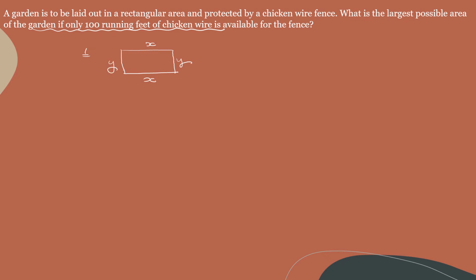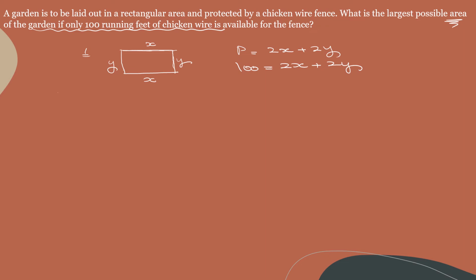So you can find out that the perimeter of the rectangular shaped garden is 2x plus 2y, and the complete perimeter, because here the chicken wire is x and y values, equals 100 feet. So 2x plus 2y equals 100. Now this is your primary equation, and now you need to find the area of that rectangular garden, and it has to be the maximized area.